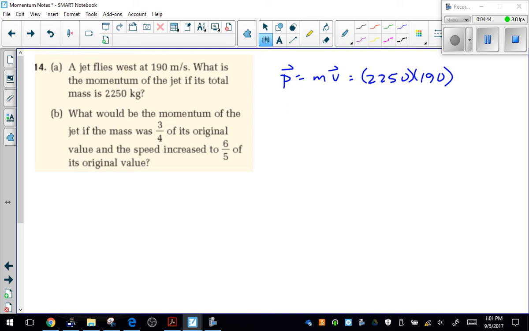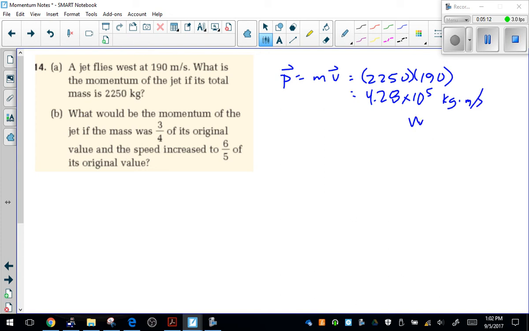So we either have to think of west as positive or negative, or remember to use the word in our answer here. 2,250 times 190 is what? Does anybody have that calculated? It is 4.28 times 10 to the 5. And that would be kilograms meters per second.